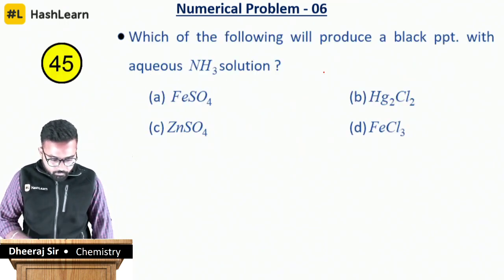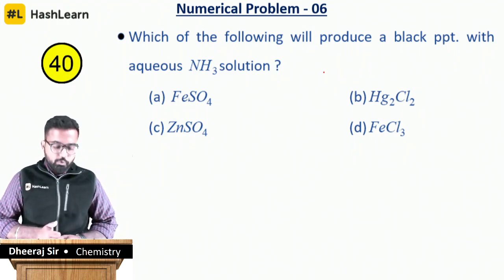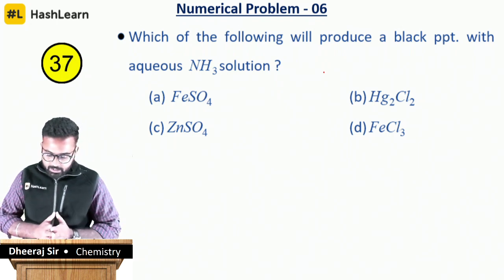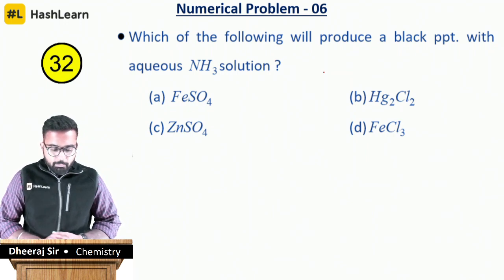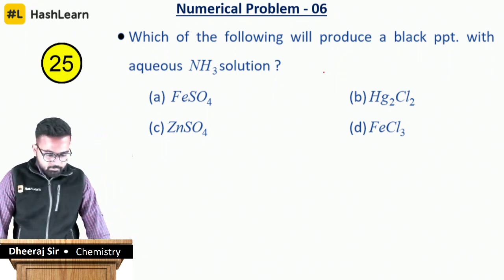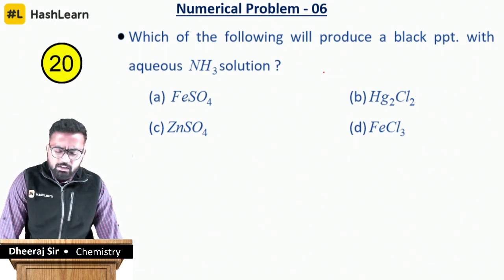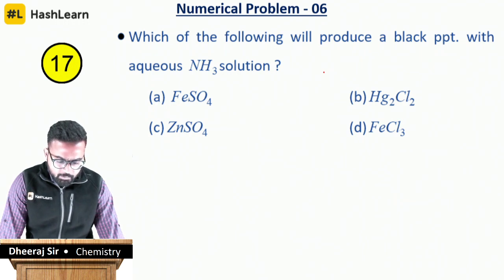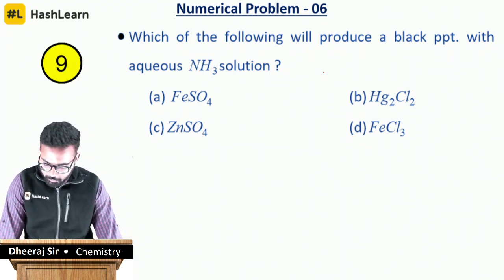Moving ahead, which of the following will produce a black precipitate with aqueous NH3 solution? The question that I have for you guys here is, which of it will produce a black precipitate with aqueous ammonia solution? Think about it. So unfortunately nobody was able to give us the right answer for the previous question. No issues. Think about it, guys. You would have come across this question. It has been repeated twice in some of the national level examinations. So go for it.